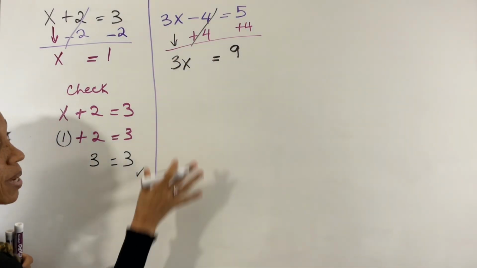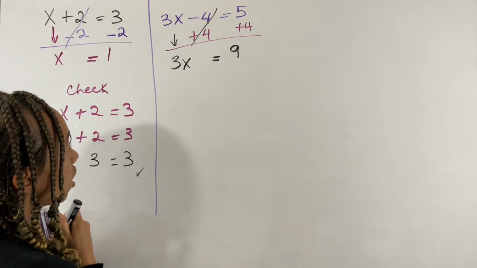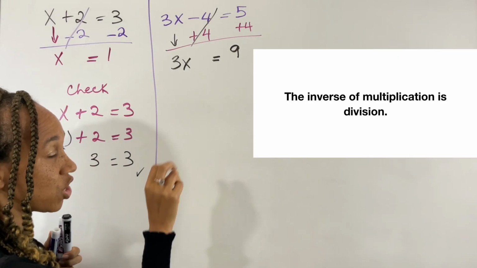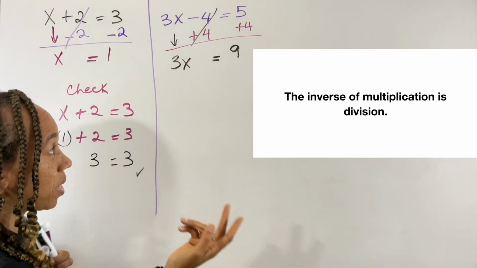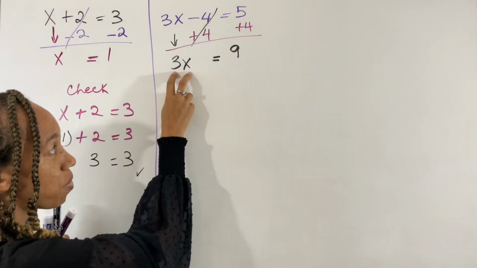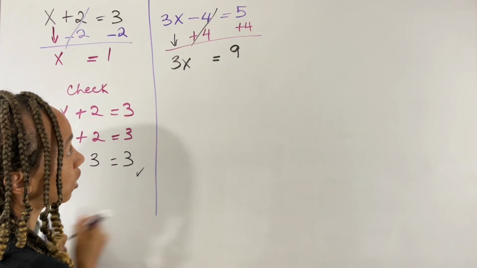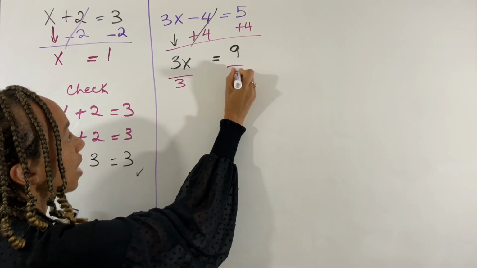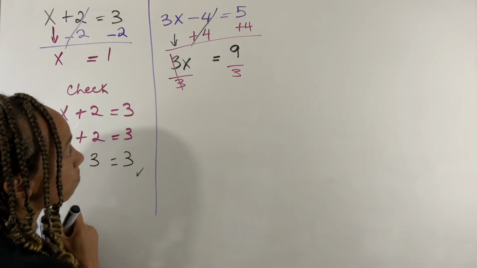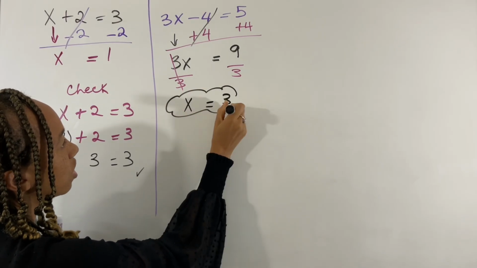But you're not done, because notice now x is not by itself. You need to have x by itself. In order to get x by itself, you will notice here that 3 is being multiplied onto the x, and the inverse of multiplication is division. So we need to divide by that number that is being multiplied onto the variable to get rid of it. And whatever we do on one side, we must do on the other side. So we're going to divide both sides by 3. This will cancel out, and our final answer is x equals 3, and that is your answer.